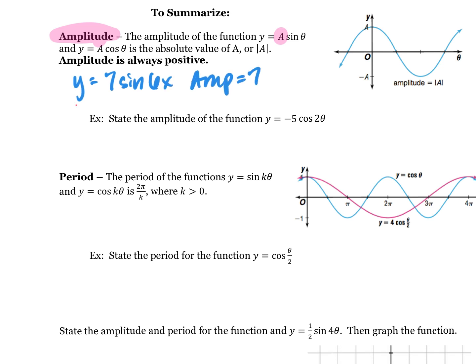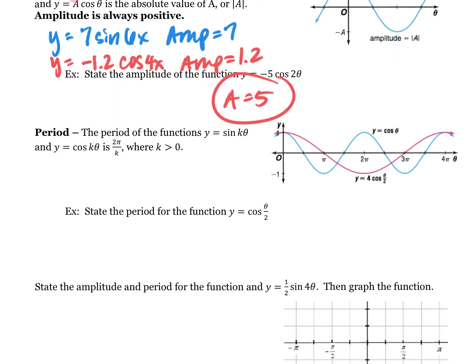What if I said y equals negative 1.2 cosine of 4x? Yeah, the amplitude's going to be 1.2. They don't care that it's negative. That just means that we're going to go 1.2 above and 1.2 below. We always state that it's positive. What about this guy? What do we want to say the amplitude is of that one? 5. Just 5. Love it. Amplitude is 5. And then, just like we were seeing, that frequency can change, the period can change.